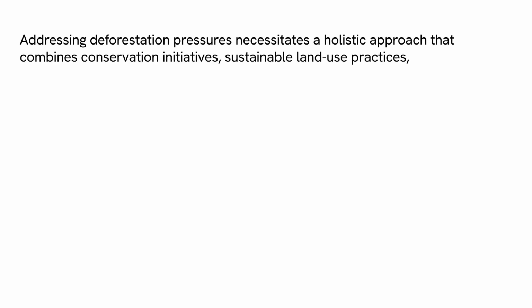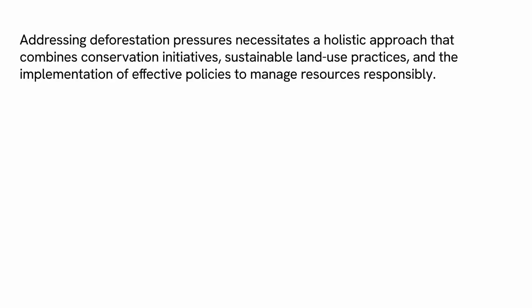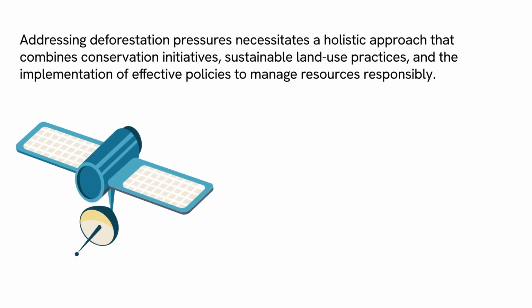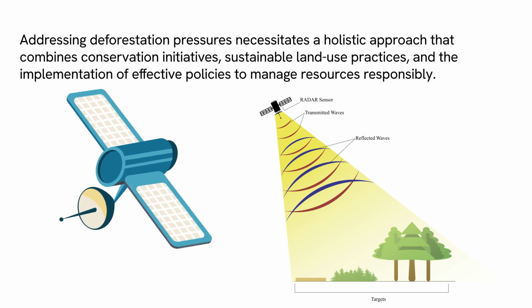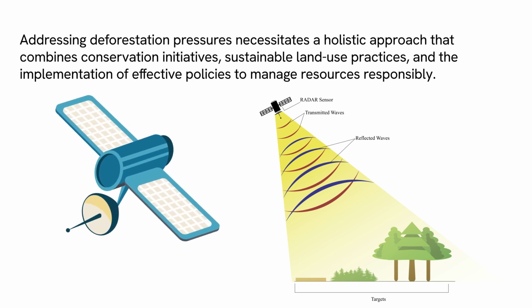Addressing deforestation pressures necessitates a holistic approach that combines conservation initiatives, sustainable land use practices, and the implementation of effective policies to manage resources responsibly. Leveraging technology, such as satellite imagery and remote sensing, can significantly aid in monitoring and enforcing regulations to combat illegal logging and land use changes.